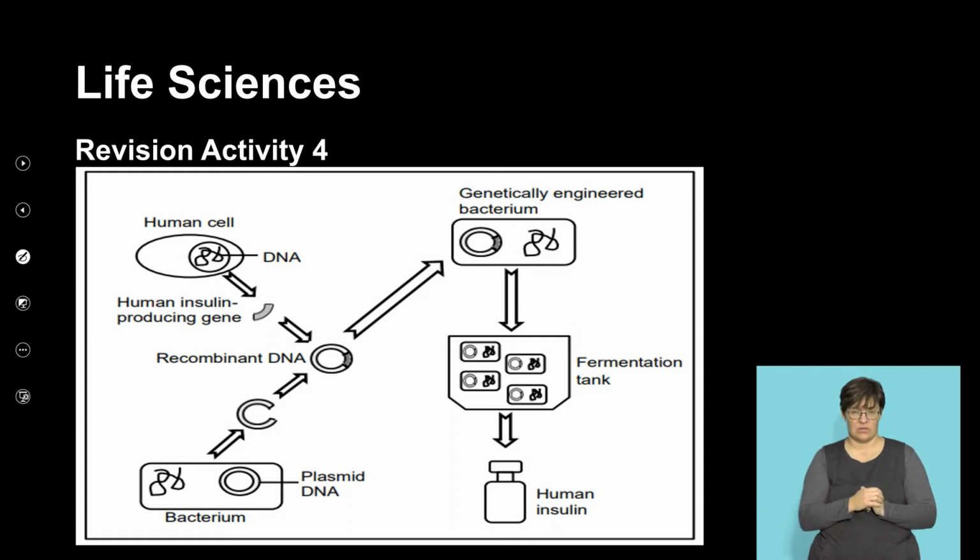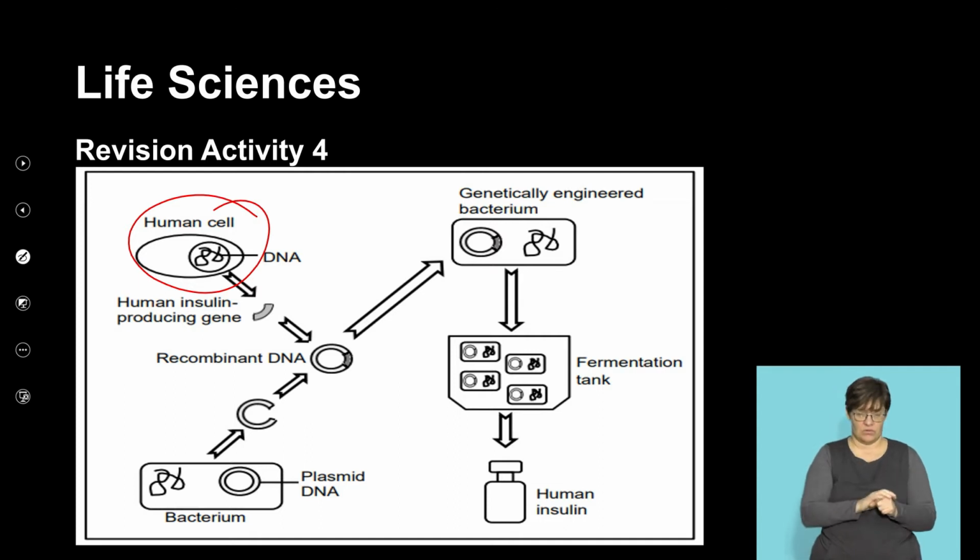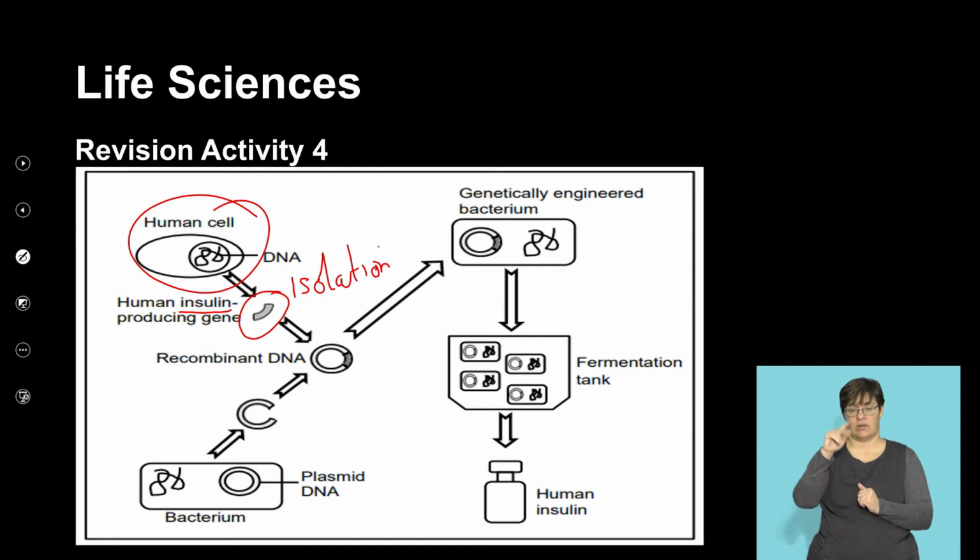So here we find a human cell, and that human cell contains the full genetic information. From that human cell, the gene that produces insulin has been identified and it has been cut out, and that gene is then isolated. So we refer to that as gene isolation. Cool. We know that in order for us to be able to produce the gene that codes for insulin, we need to put that into what we call genetically modified bacteria.